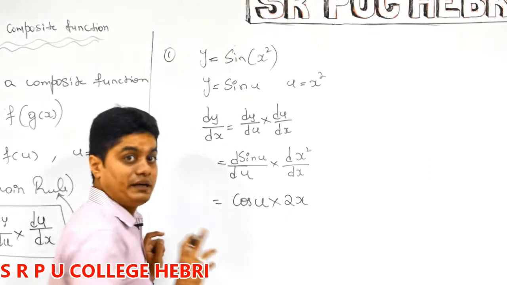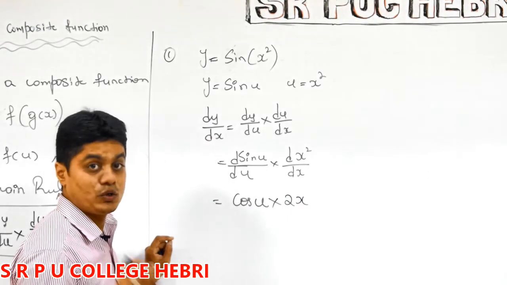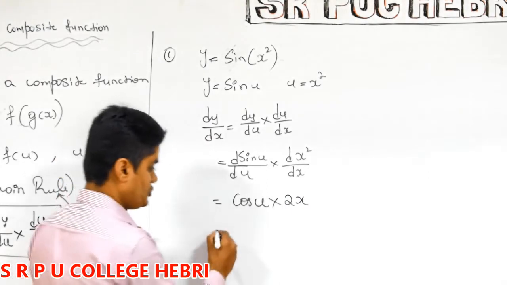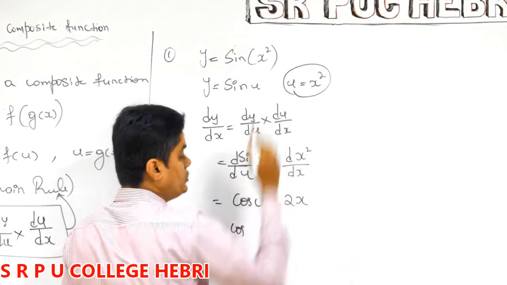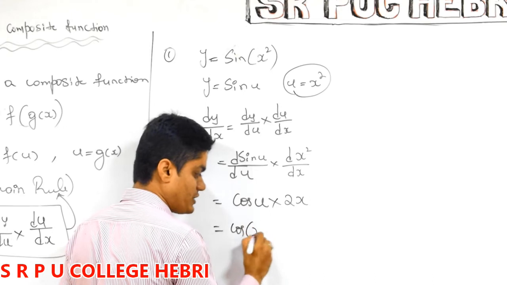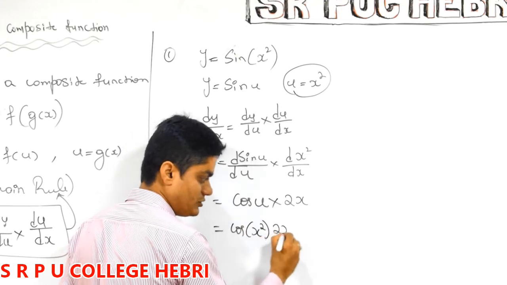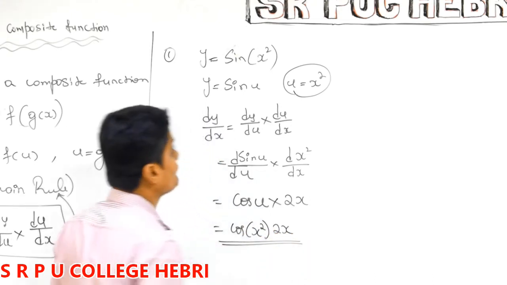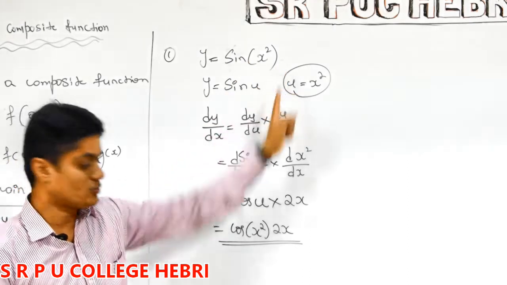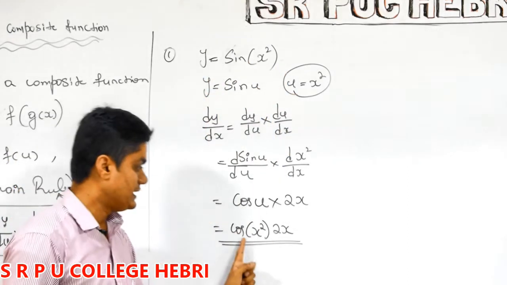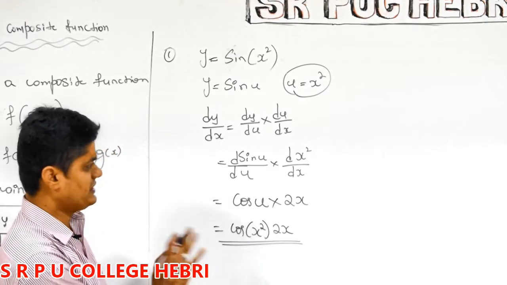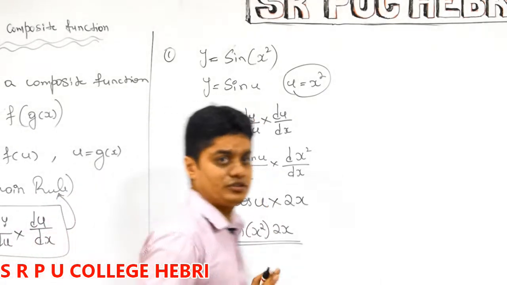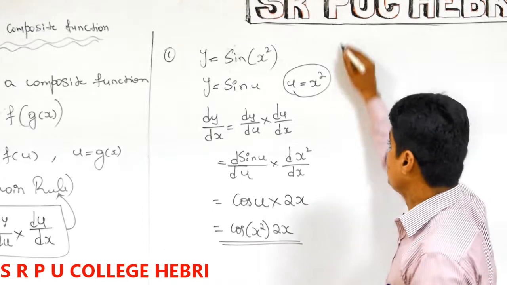So what is the differentiation of x square? 2x. But remember, the final answer should be only in terms of x, so you should go back to the original variable. What is u? u is equal to x square. So instead of u, you should write x square into 2x. So the derivative of sine of x square with respect to x is cos of x square times 2x. I hope you understood. Simple, very simple example. If you did not understand, don't worry, I'll take one more example.